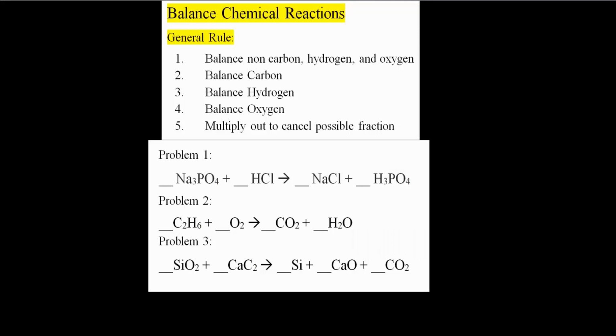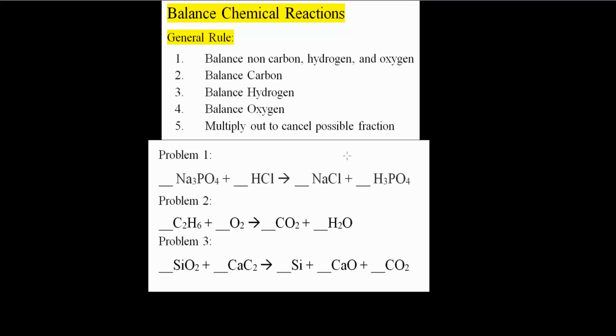Okay, in this video we will be balancing 3 chemical reactions, and as a general rule what we should do is first balance the non-carbon, non-hydrogen, and non-oxygen. Then we would want to balance carbon, then hydrogen, then oxygen, and then multiply out to cancel out any possible fractions. And so let's do this first problem.